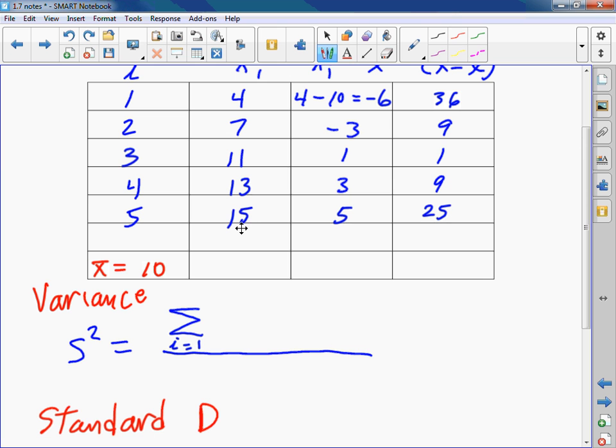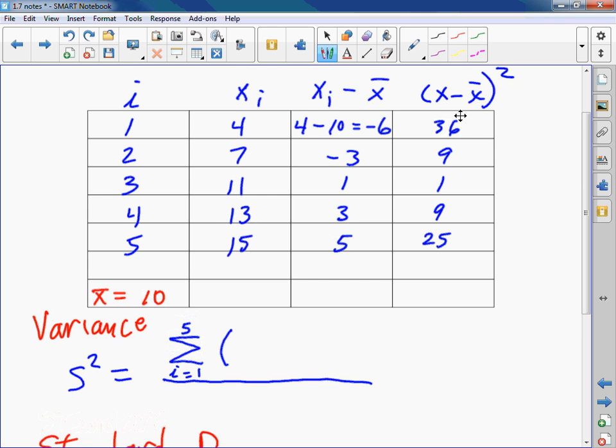5, because we have 5 numbers total. So i equals 1 to i equals 5, and all the ones in between. And then what are we going to add? We're just going to add that far right column, which isn't too scary. That was just x sub i minus x bar, the mean. And that x looks a little ugly. I'll fix it. x sub i minus x bar squared, which looks crazy, but it's just this column.